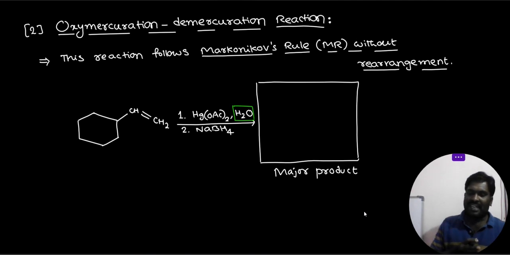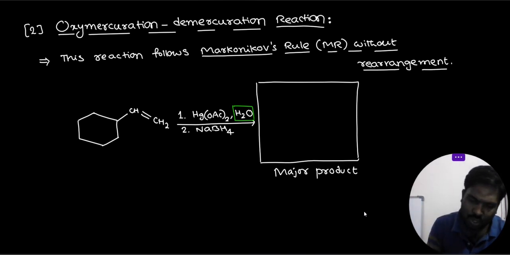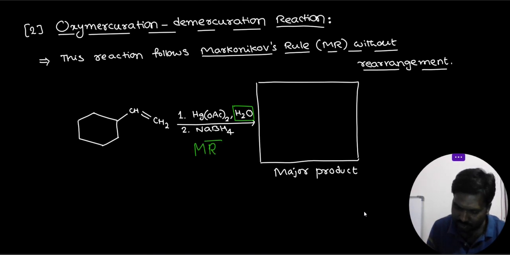Here, the oxymercuration demercuration reaction. Remember, this reaction follows Markovnikov's rule without rearrangement. It is the simplest reaction. Here mechanism is not required, whereas for acid reflux followed by hydrolysis the mechanism is required because rearrangement takes place. Here there is no rearrangement, so this reaction follows Markovnikov's rule without rearrangement.